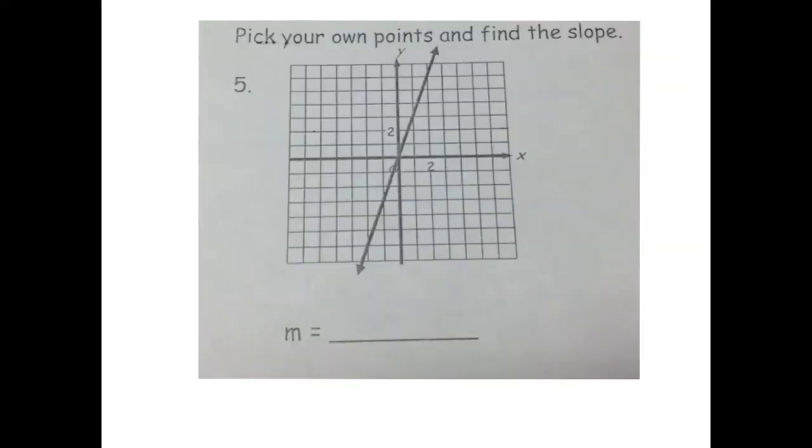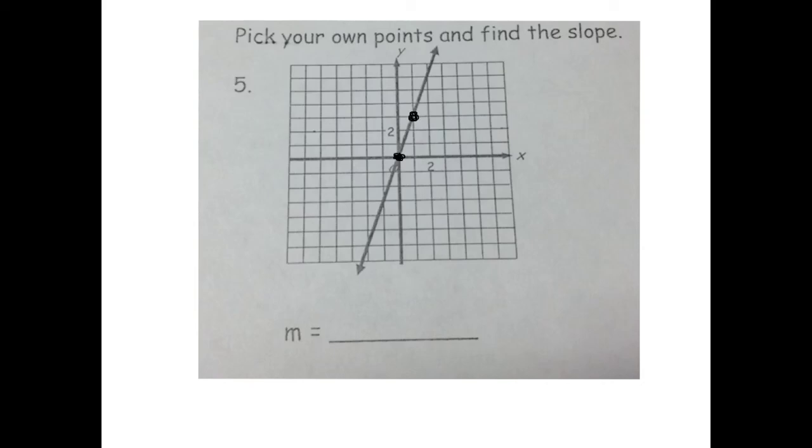These next ones you have to pick your own points. So the origin is a good place on that one. The next thing you got to do is you got to find places where it hits perfect. Right there, it hits perfect.